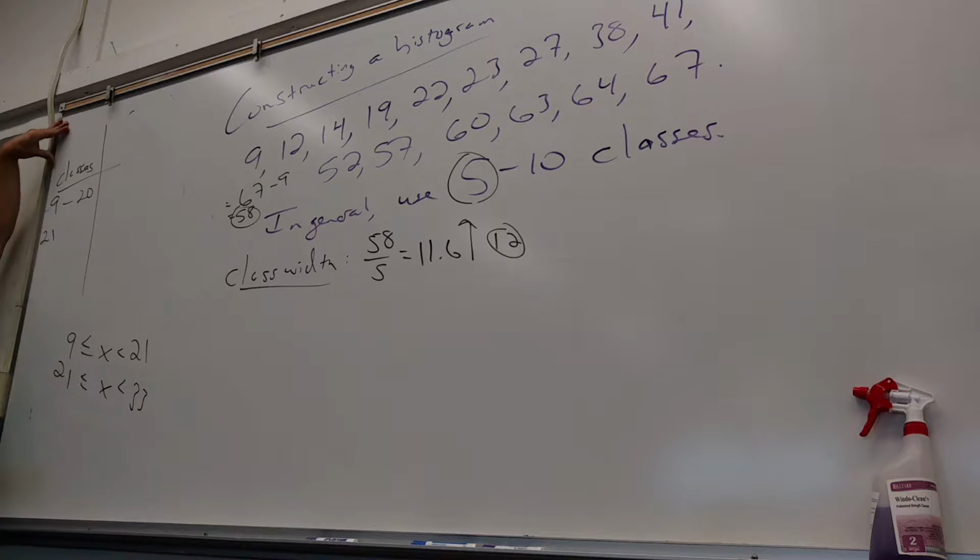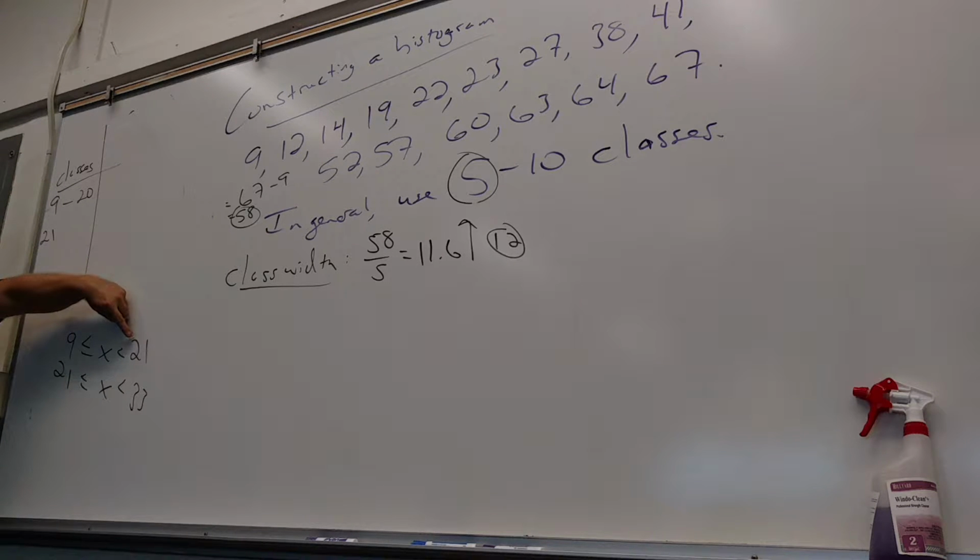33. So does the first class include 21? No. Well, how do you know? Because it's not equal. Not equal to, yeah. So there's no ambiguity here. I much prefer this personally. I don't care which way you do it. I really don't. But this way is less ambiguous. You don't have to be as careful.